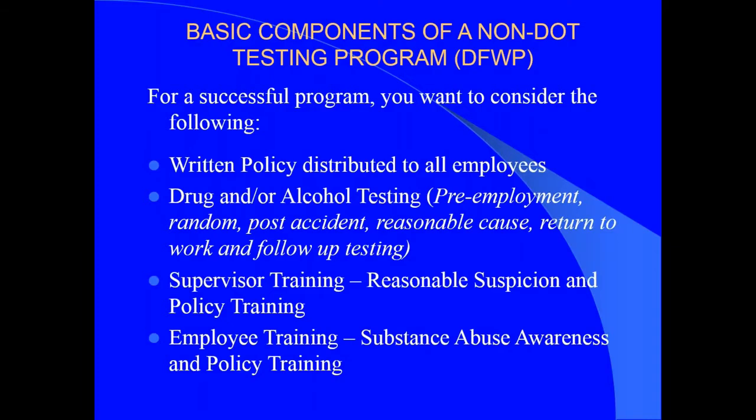And then the employees need to have some sort of policy training so they can understand what it is that our policy requires. What is it that the policy says? What are we subject to? So these are your basic components of a non-DOT testing program. To implement a successful program, you want to have that written policy, the actual testing. You've got to determine which ones of these you want to do: supervisor training, employee training.